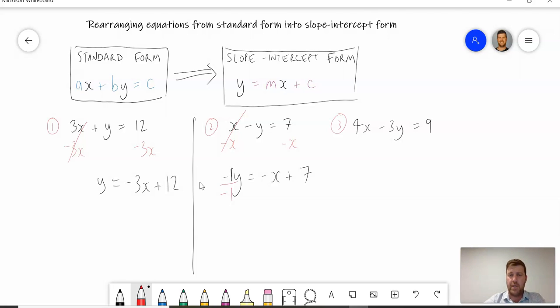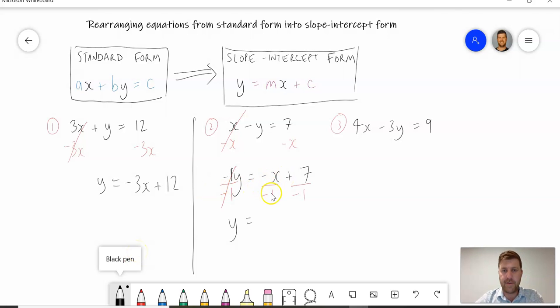If I do that on the left-hand side of the equation, I also have to do that on the right-hand side of the equation. Now, this is the way I show it. I'm actually going to do it to both of those terms. So the minus x and the positive 7 are both going to be divided by minus 1. Okay, so I'm now left with, on the left-hand side, y, which is what I want, equals minus x divided by minus 1.